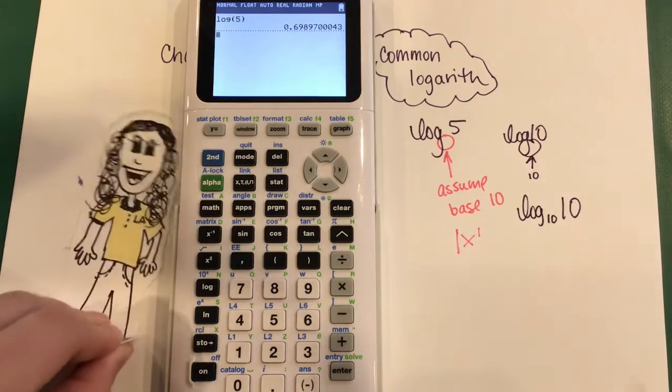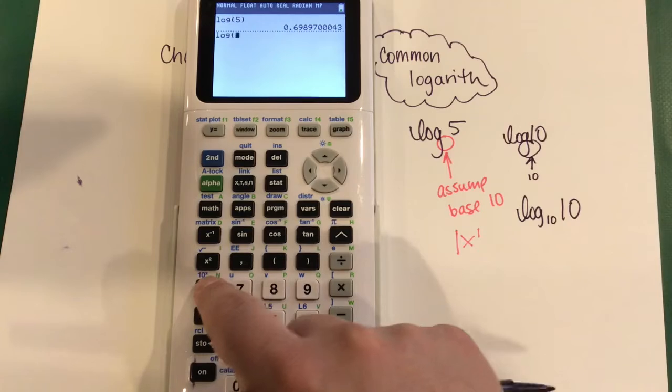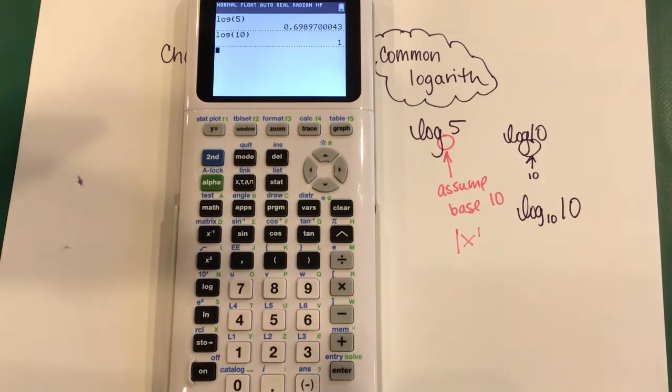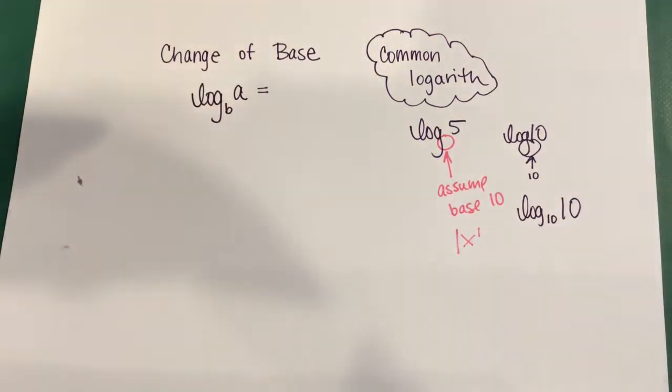Yeah, I think it's 1. It's 1. Okay, so log of 10 is 1 because the base is 10. Now, what happens if your base isn't 10 though?